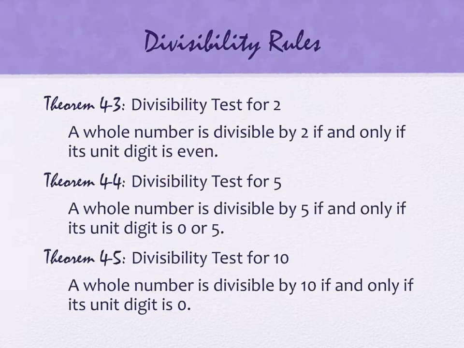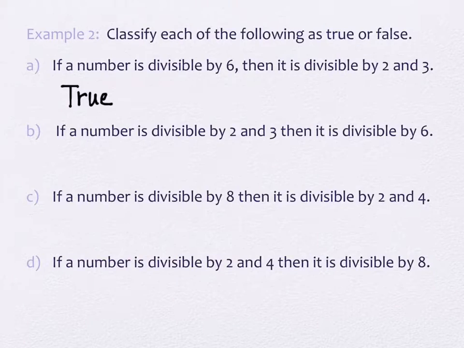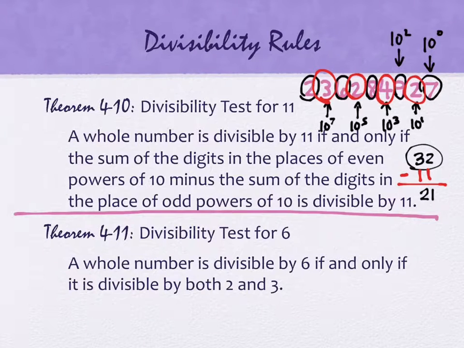Okay? The next part actually flips it around, though. It says, if a number is divisible by 2 and 3, then it's divisible by 6. So what do you think? Well, in general, it's false, but it's actually true for the 2 and the 3. So we left off last time with talking about a very interesting divisibility rule, and it was the divisibility rule of 6. Do you remember that one?